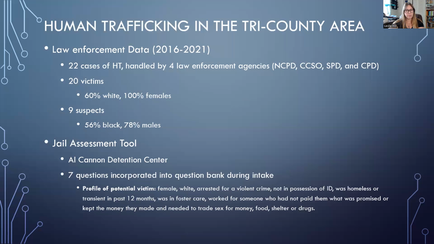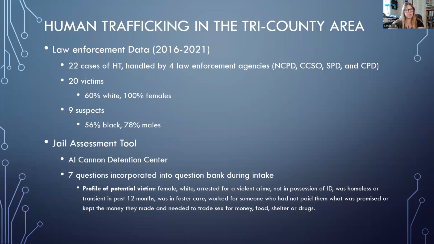Since 2016, there have been 22 human trafficking related arrests or calls for service in the Tri-County area, handled by four law enforcement agencies: North Charleston Police Department, Charleston County Sheriff's Office, Summerville Police Department, and Charleston Police Department. Of those 22 cases, there have been a total of 9 suspects and 20 victims. Regarding the victims, 60% were white, while 30% were Black. None were males, so that means 100% were females. The majority of them were discovered by Charleston County Sheriff's Office, followed closely by North Charleston Police Department.